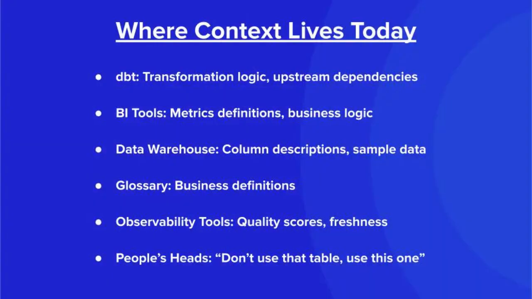The problem isn't the AI. The problem is AI needs semantic context to understand what data actually means. And that context is trapped across multiple systems, like DBT containing transformation logic and upstream dependencies, BI tools with metric definitions and business logic, data warehouses with column descriptions and sample data, glossaries that have those business definitions, observability tools with quality scores and freshness, and people's heads. Don't use that table, use this one.